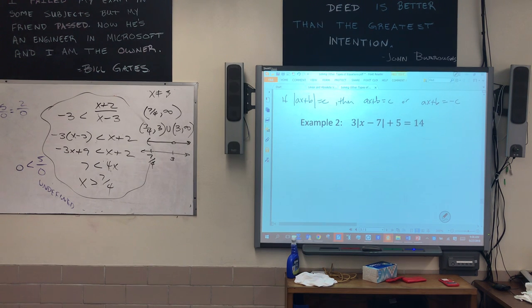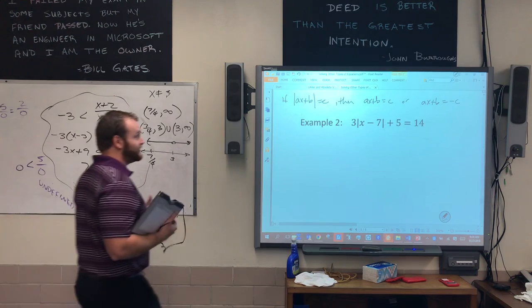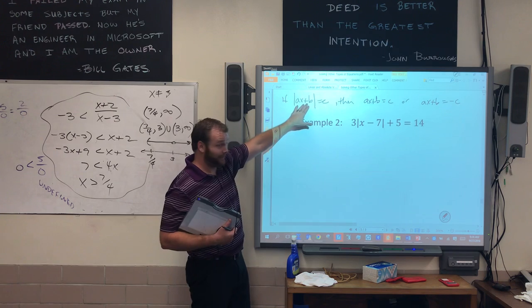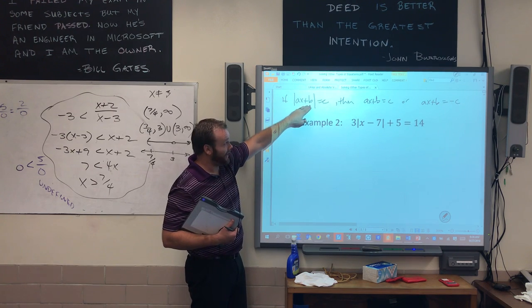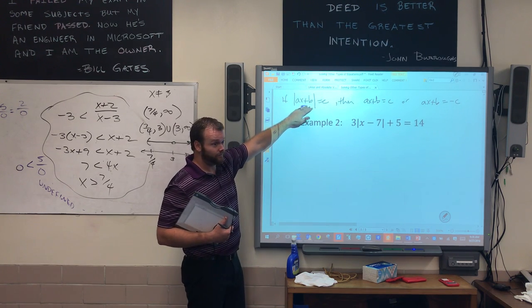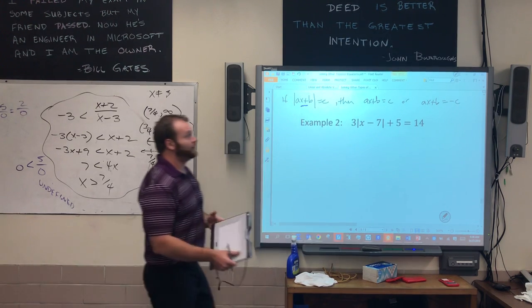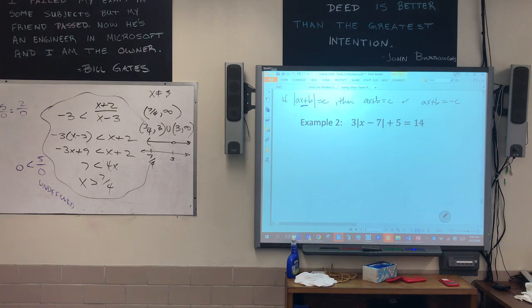If that's the generic rule, and we have algebraic proof of why we have to do this, and it has to do with that idea of distance, then we need to transform this example into something like this. Well, this has the absolute value all by itself, right? There's no coefficient, there's no addition or subtraction to that absolute value, so we need to transform this thing.